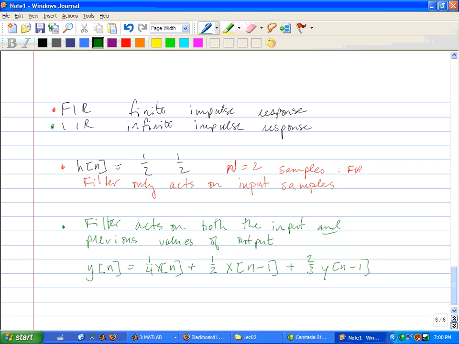And that's where we get into this business with the numerator and the denominator. If I were to resort this, you could essentially write it as y of n minus 2/3 y of n minus 1 equals a quarter x of n plus a half x of n minus 1. And then in essence, all the coefficients of the x become your numerator, and all the coefficients of the y become your denominator.